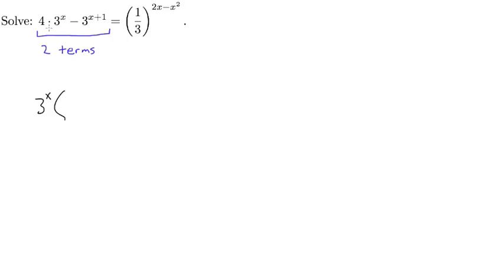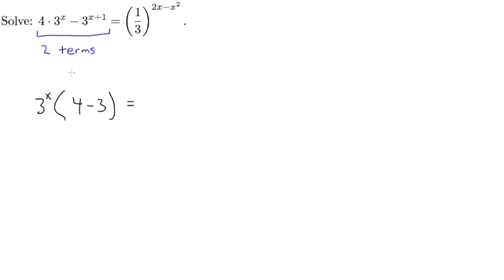If I factor out a 3 to the x, what I have left from this term is just going to be 4. And this 3 to the x plus 1, it's going to be 3 to the x plus 1 minus x, because I factor out a 3 to the x term. So that's going to leave just a 3 to the first power term. So 4 times 3 to the x, when I factor out a 3 to the x, I'm left with 4. 3 to the x plus 1, when I factor out a 3 to the x, I'm left with just 3. So we notice that that's going to simplify pretty nicely, aren't we?